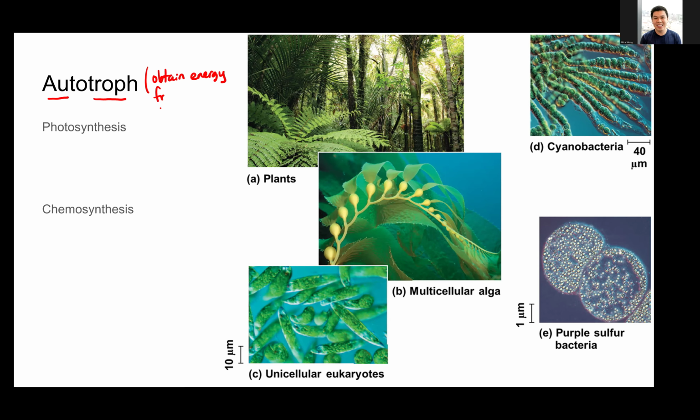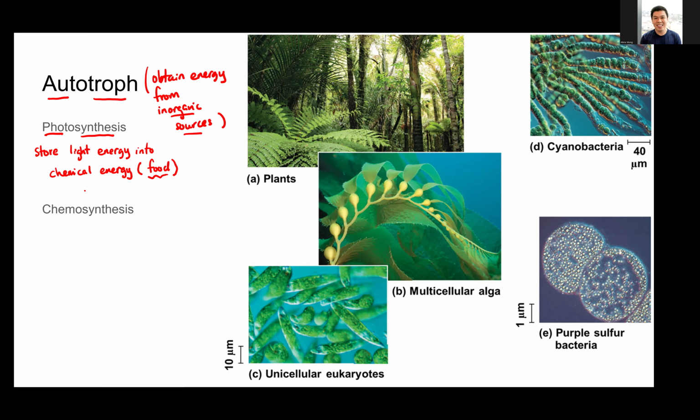From inorganic sources. So they can get it from non-living things, and they can do it in two ways. The one that we are more familiar with is photosynthesis, in which they store light energy into chemical energy, which we commonly know as food, right?